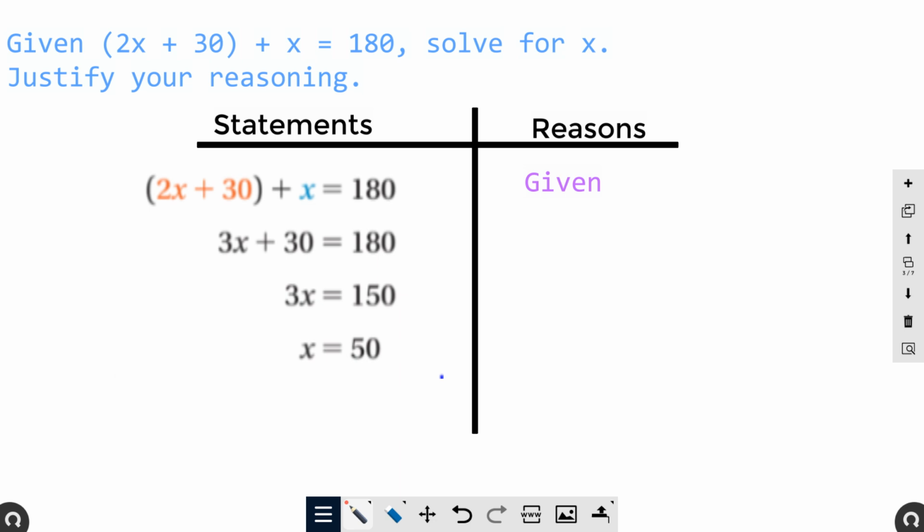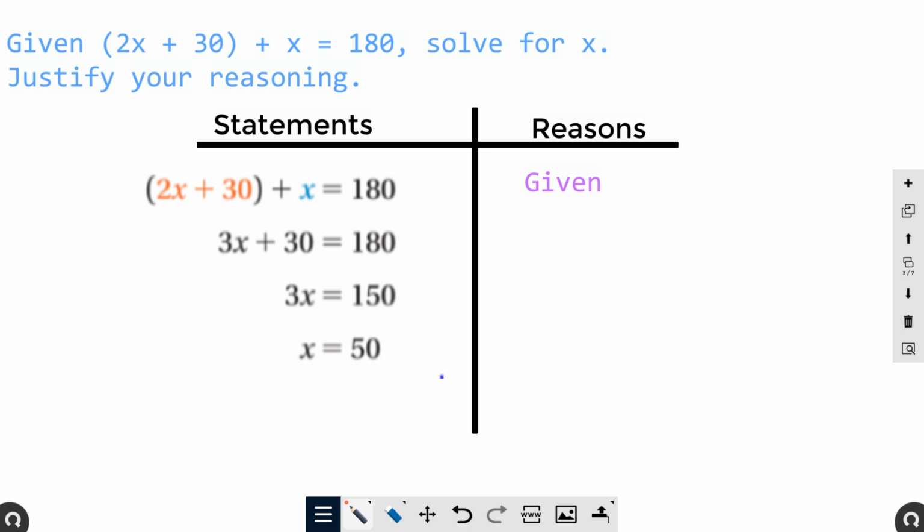So it first says at the top your instructions, and you always want to look at those because that's going to help you figure out where this word given should go. So it says given this equation. Notice that the same equation at the top is the same first statement that you have, right? And beside that, we can put given. They gave that to us. So it's usually beside your first statement, your reason, given.